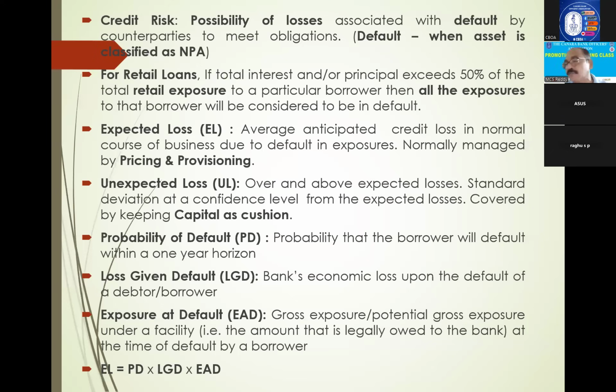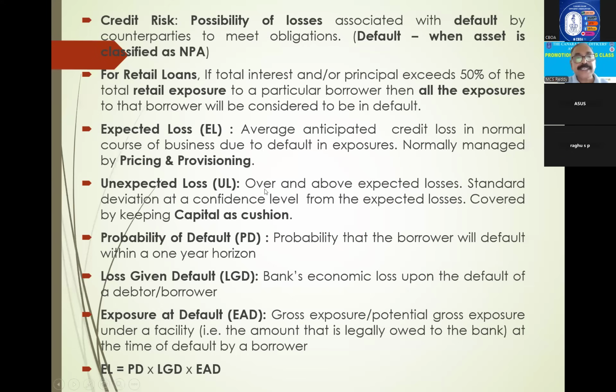Next, exposure at default. Exposure at default means, suppose you have given a 10 crore loan. At the time of NPA, what will be its liability? Whether it will become NPA at 9 crores liability, 3 crores liability, or 2 crores liability, like that. So this also, basing on historical data, you have to calculate. This is how we will calculate expected losses, right?